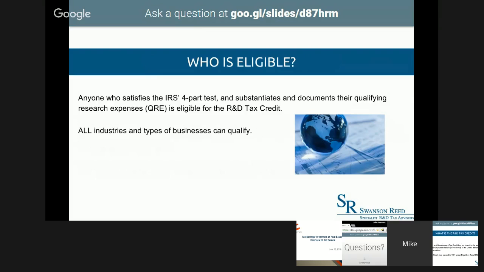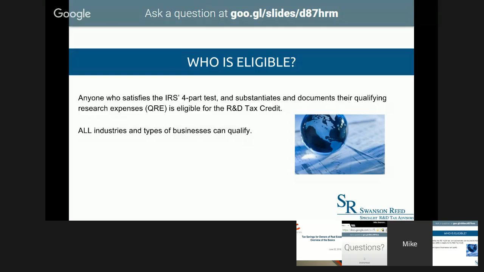Who is eligible? Everyone is eligible who can pass the IRS's four-part test that we will talk about on the next slide, and if we can substantiate and document our QRE, our qualified research expenses. We have had companies as diverse as people working on different metals for motorcycle mufflers, all the way up to working on throughput method changes for chocolate candy. So there are no limitations on who can qualify as long as they can pass the IRS's four-part test.